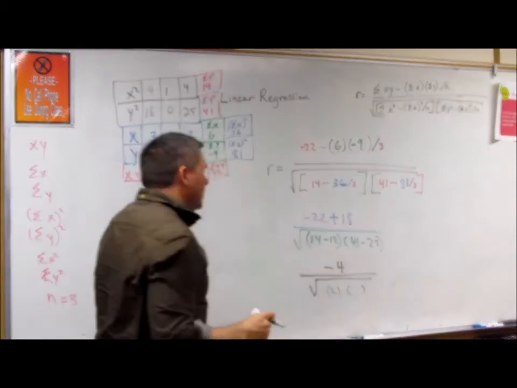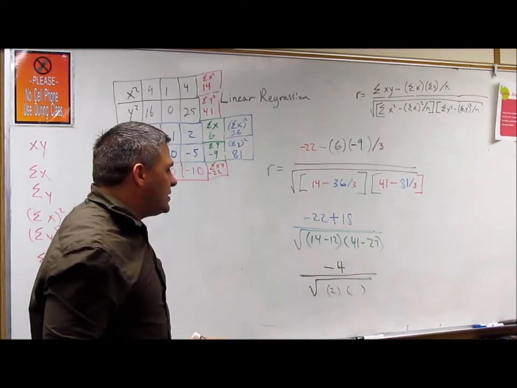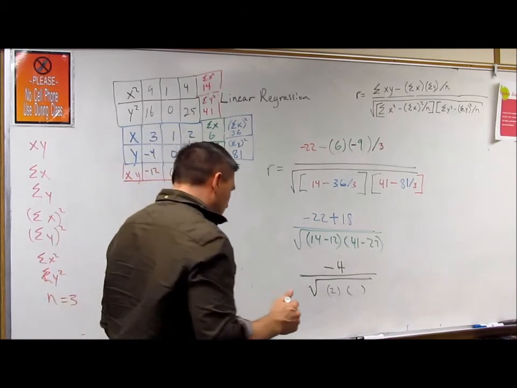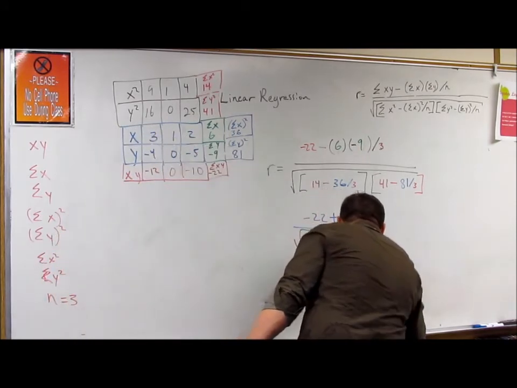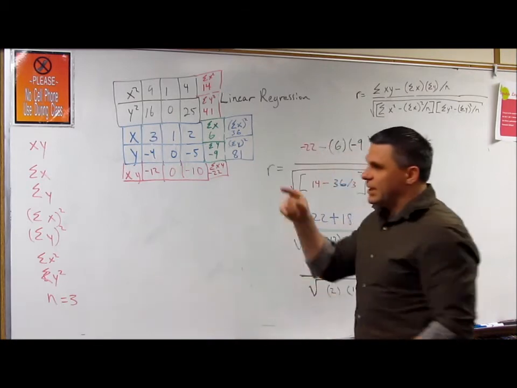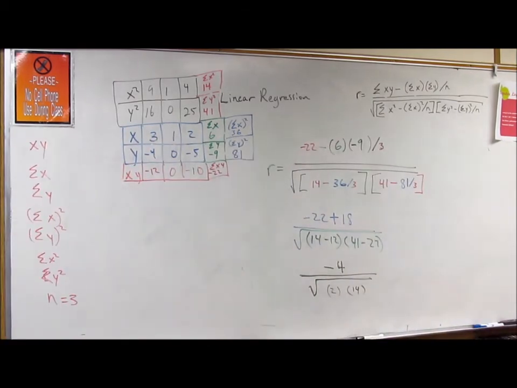and 41 minus 27 is 14. Okay, so I'm going to take this over to the other thing. So I got negative 4 divided by the square root of 2 times 14. Right? Which is going to be equal to... Let's bring that over here. Okay.